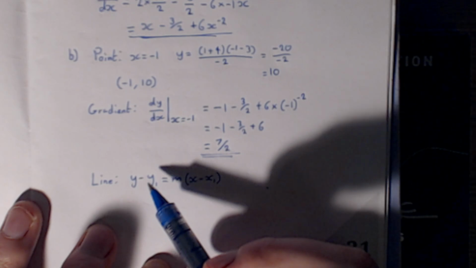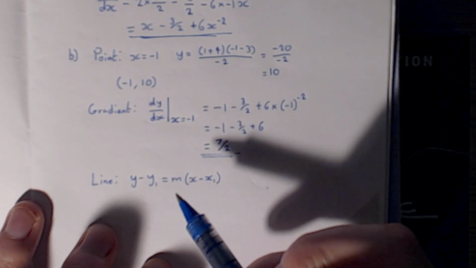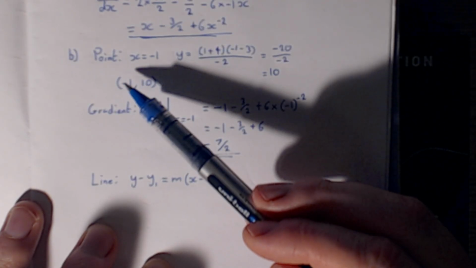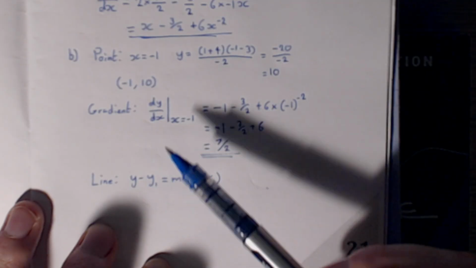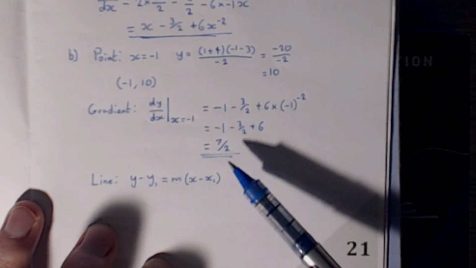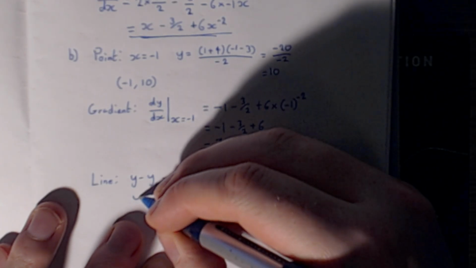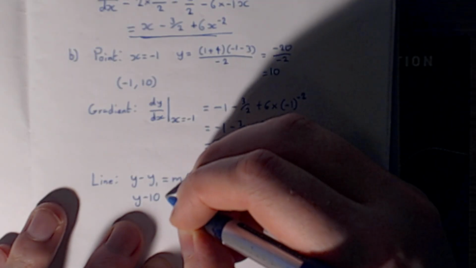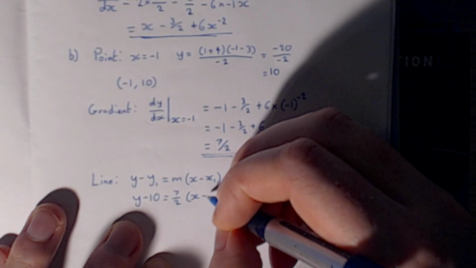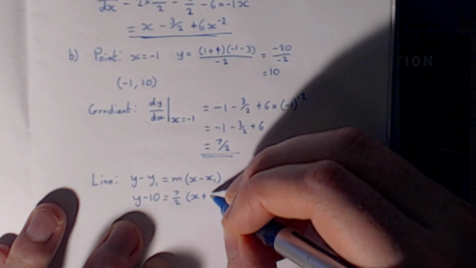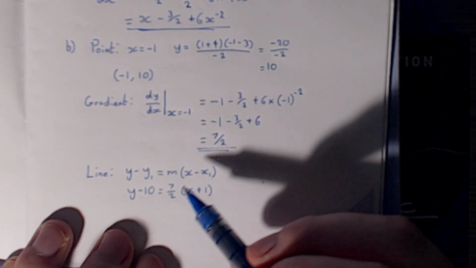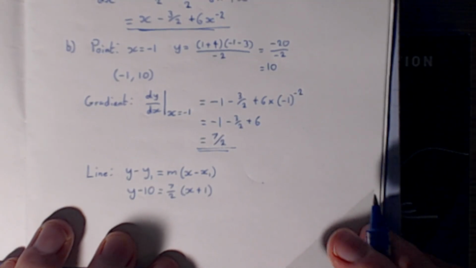So now we can substitute into this all the information that we know. I know what x1 is going to be. It's going to be this minus 1 we have here. I know what y1 is going to be. That's going to be our 10. I know what our m is. It's 7 over 2. So we get y take 10 is equal to 7 divided by 2 of x take minus 1, which would just be plus 1. And the minus and the minus cancel. And we can just expand this.